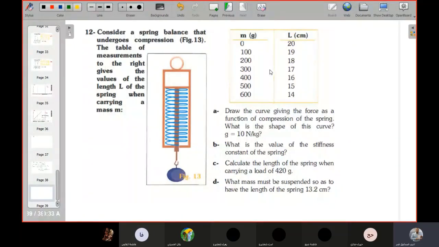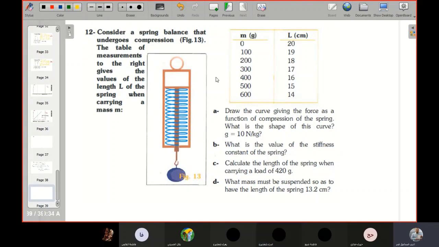Okay, exercise number 12. Read, Esra. Consider a spring balance that undergoes compression. The table of measurement to the right gives the values of the length L of the spring when carrying a mass M. Okay, so pay attention.